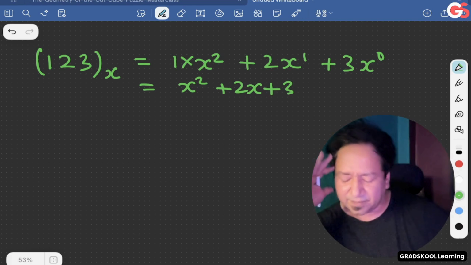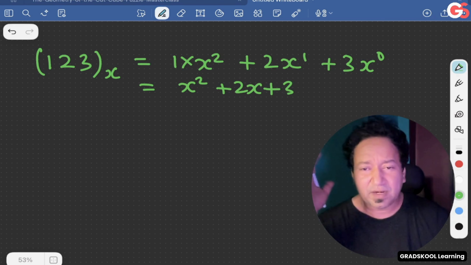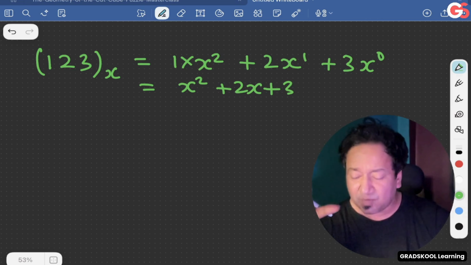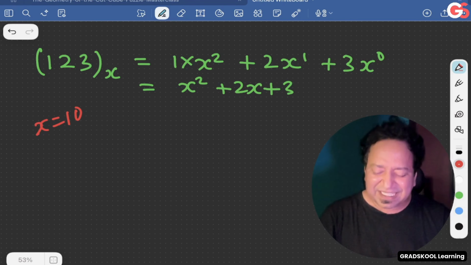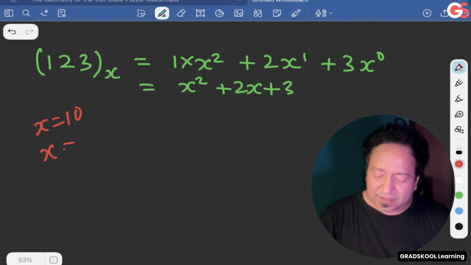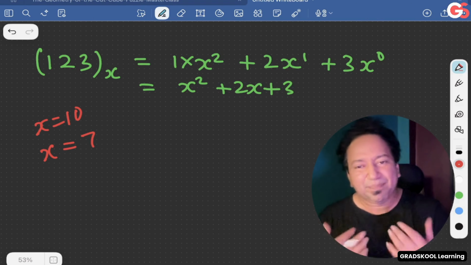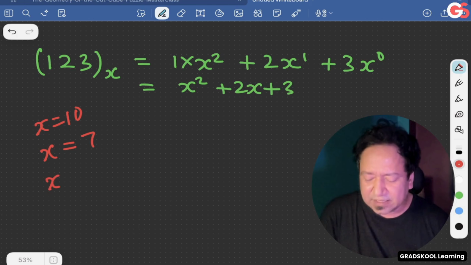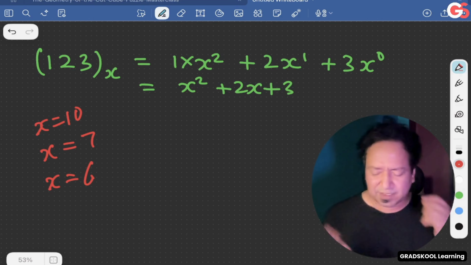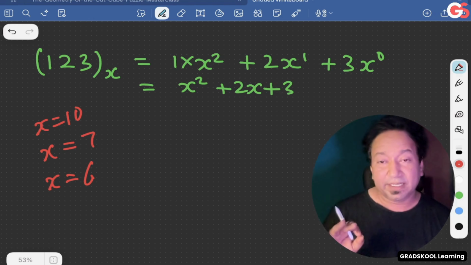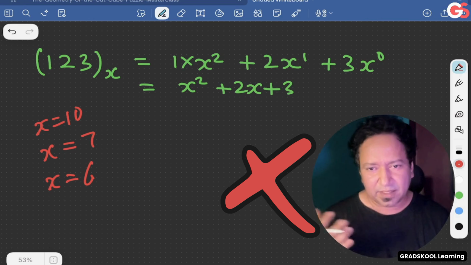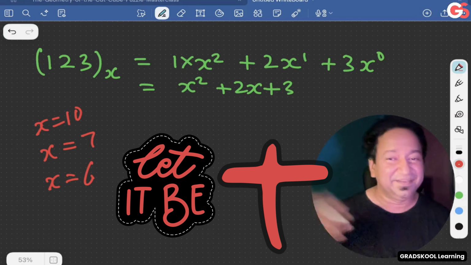Now you will be kind of surprised. The number 123 can be written as x squared plus 2x plus 3, isn't it? And this becomes the decimal number system the moment I put x equal to 10. If I put x equal to, let's say, 7, this becomes the heptal number system. The moment I put x equal to 6, this becomes the hexal number system, and so on. So in a way, because the base is unknown, I have assumed let the base be x. Let there be light.